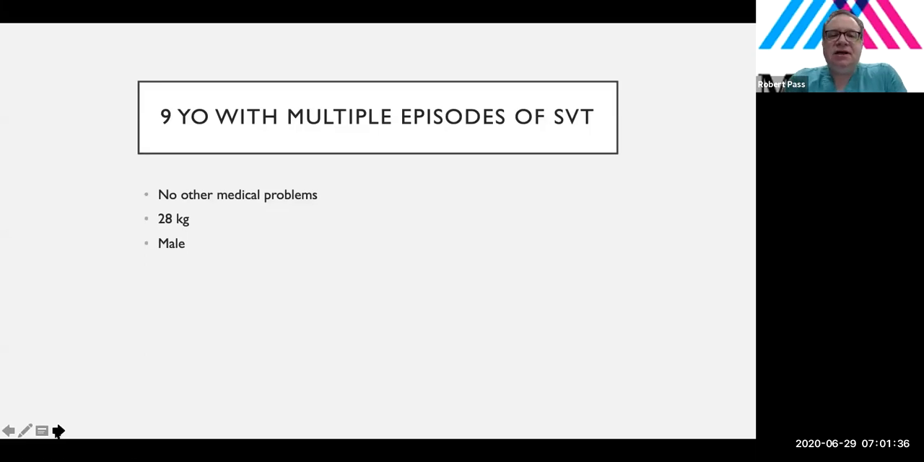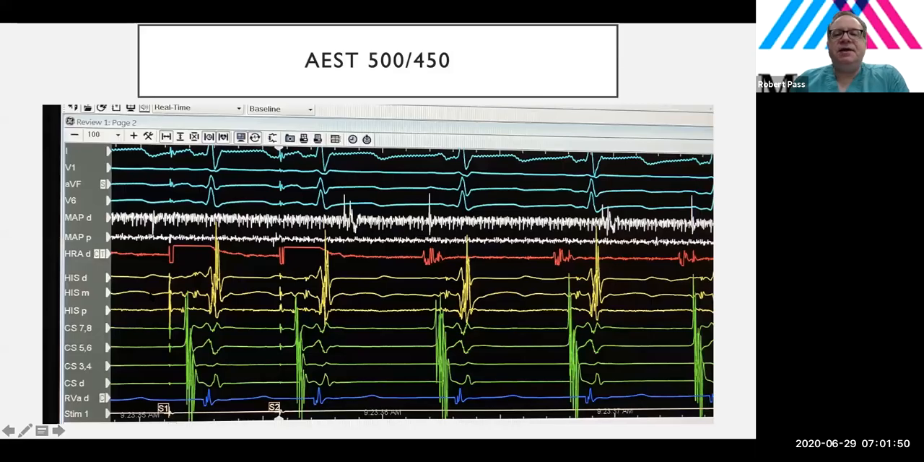So this is a 9-year-old who had multiple episodes of SVT, is not pre-excited, 28 kilos, male, had no other medical problems. Okay, so when we start the EP study, or whenever you're looking at an EP tracing, always remember that you first have to look at the legend on the left-hand side in order to understand what each of the channels are.